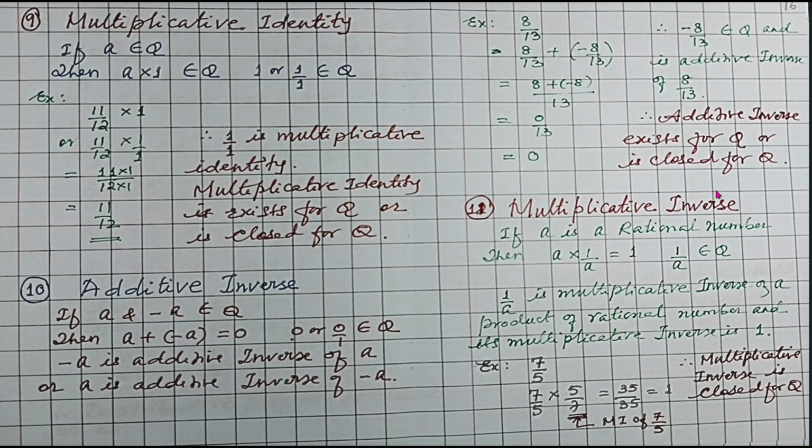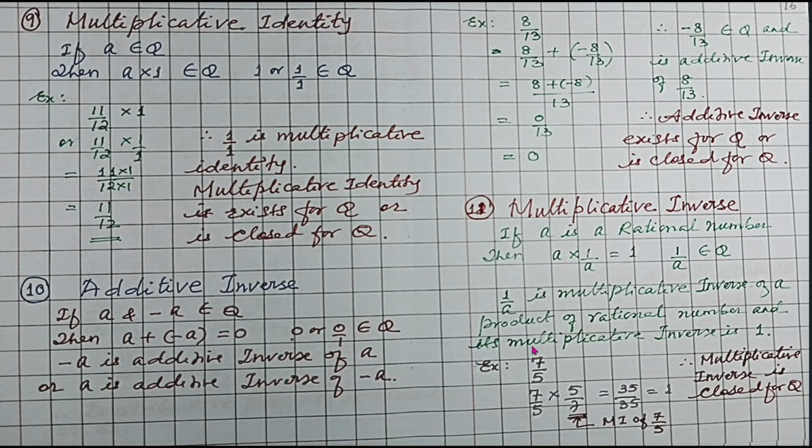Now multiplicative inverse. Again, we know what is multiplicative inverse. We know that if A is a rational number, then 1 by A, that is the reciprocal of A, is called the multiplicative inverse or reciprocal of A, and when we multiply, we get the product as 1. And mind you, the product 1 is always positive. Now 1 by A is called the multiplicative inverse of A. The product of a rational number and its multiplicative inverse is always plus 1. Please remember, it is always plus 1.